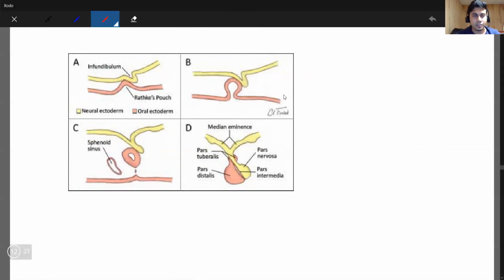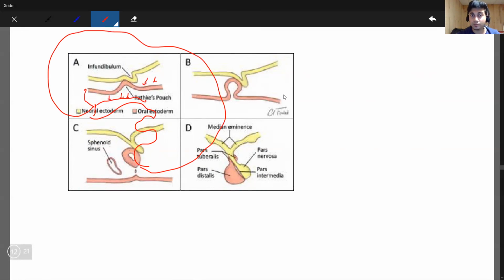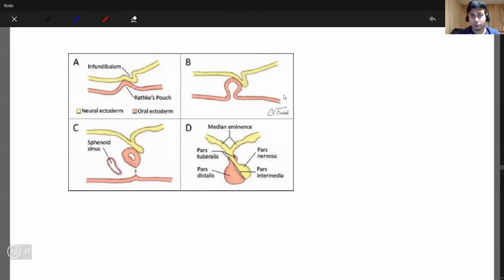If you can imagine the embryo lying like this, and this is the floor of the mouth, and this is the roof of the mouth, right? Now, from this roof of the mouth, or oral ectoderm, you can see there's an outpouching, and this outpouching is meeting another outpouching that is growing from the top part of the neural ectoderm. Now, these two pouches join together and form the total pituitary gland.